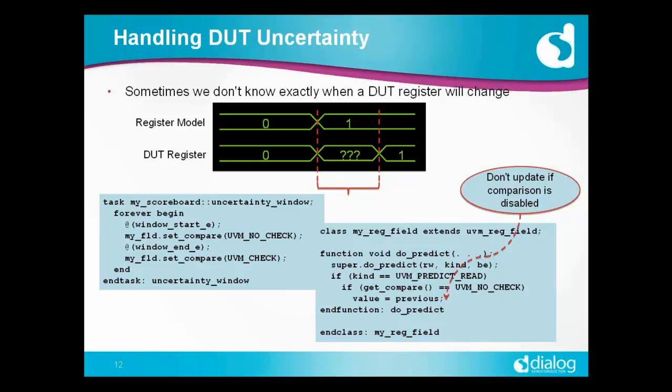So just a point to say here is that you can set comparison. It's possible to set comparison on a register field with this set compare method. So on a field by field basis, you can say, okay, don't check it. But what you also need to do in this instance is to actually prevent update as well. So this is what we do in this register, extended register field class.